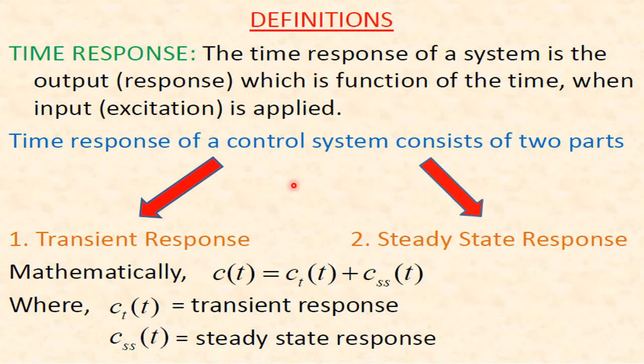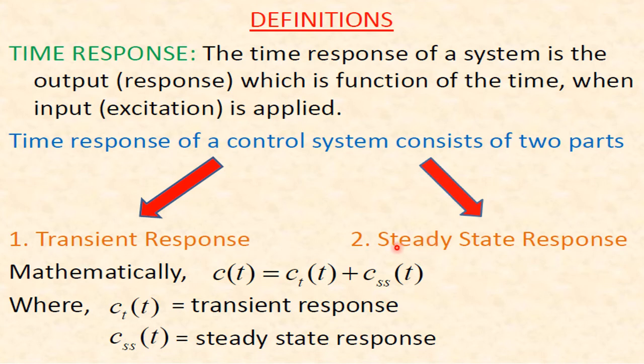To understand the time response of a closed loop control system, the first thing is we need to understand the definitions of some of the parameters. So first is the time response. The time response of a system is the output response, which is a function of time, when input excitation is applied. The time response of a control system consists of two parts. One is the transient response and the other is the steady state response.